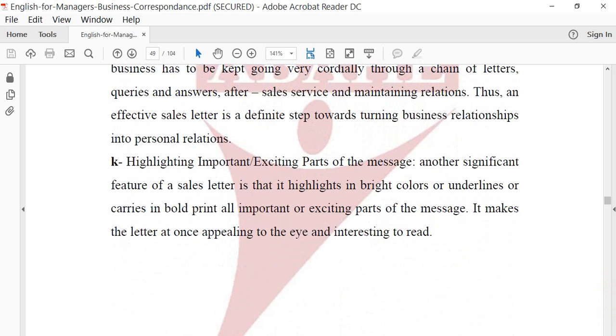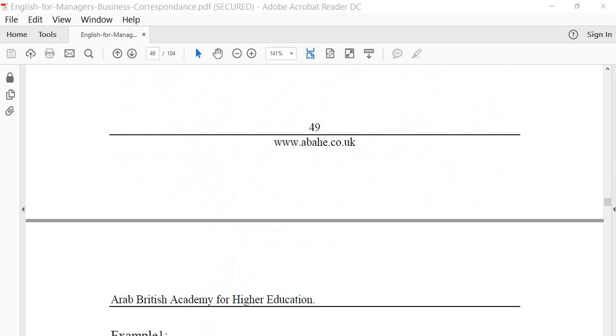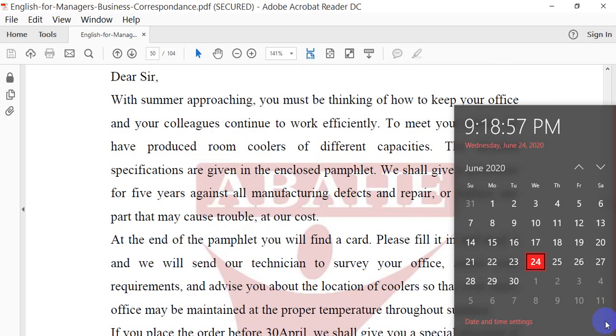Finally, we have the last point: highlighting the most important point in the letter. For example, when you have a very important word, you have to underline this word, or sometimes a phrase, sometimes a sentence. You have to highlight by a color or underline this sentence. We have an example here. You can go to page 49, page 50, and you can find an example and read an example about a sales letter.